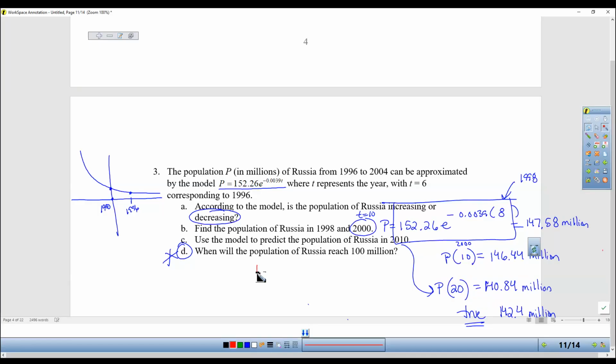Okay, so we got 107.79. But remember, we need to convert that into years. So if t equals 6 represents 1996, what they're really saying is t equals 0 represents 1990. So we need to take that 1990, and it's 107 years later after that. So if you add 107 to 1990, then you're going to get the year 2098, rounding this to 108. So that is the year, it's pretty far away, 2098, when the population of Russia will reach 100 million.